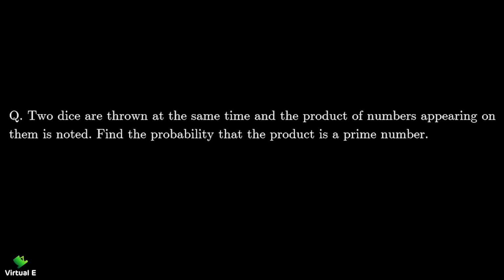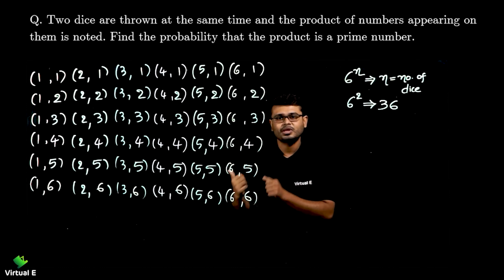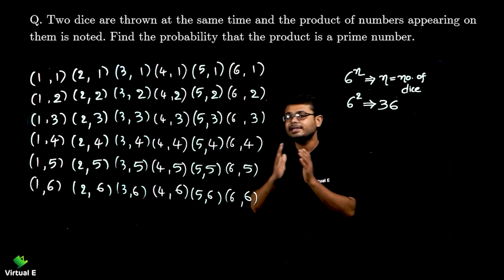Let's read the question. Two dice are thrown at the same time and the product of the numbers appearing on them is noted. Find the probability that the product is a prime number. Okay, so previously, in the last question, we wanted to find the product less than 18.